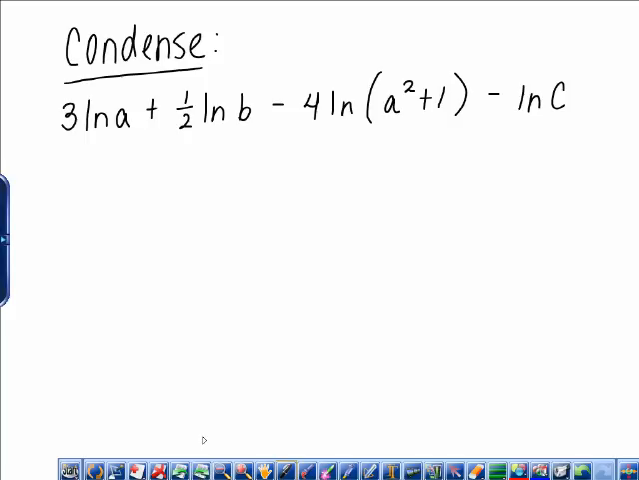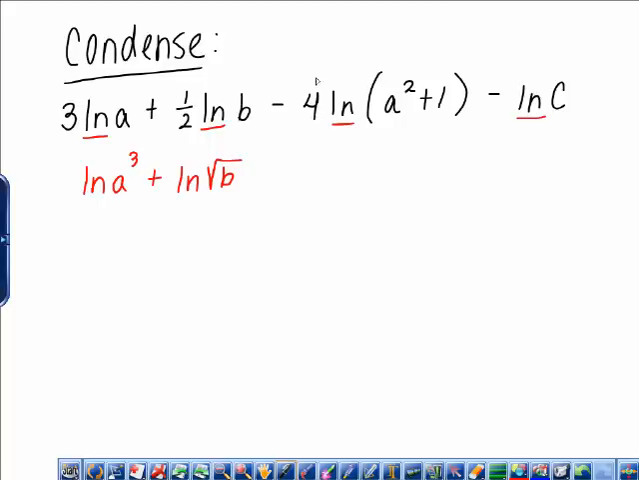Okay, now let's condense. Notice that these are all natural logs. That has to happen in order to condense. They all have to have the same base. And when they're natural log, they do have the same base, e. Okay, probably a good first step here would be to go ahead and write these as just log of something. So if you have a coefficient, write it as the exponent. And then the same thing here. I'm going to go ahead and write this as square root of B.